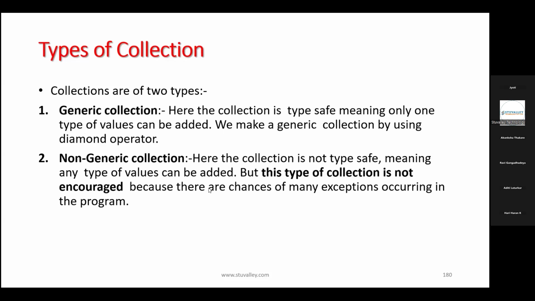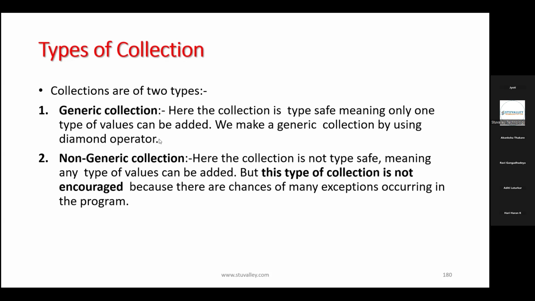That means type is not completely given. Not type safe means we are not fixing its type. We can store any type of data into it, and because of it, there may be chances of getting exceptions. So non-generic collection is nothing but which is not type safe. We can store any type of data into it, and this type of collection is not encouraged also.